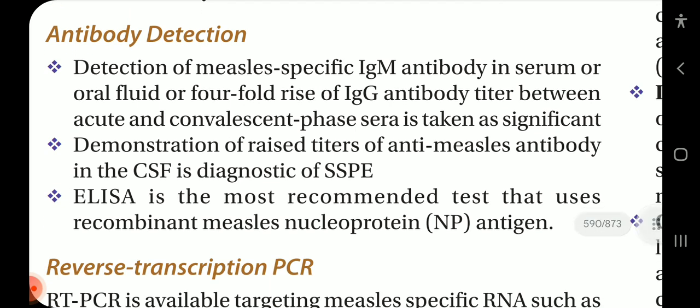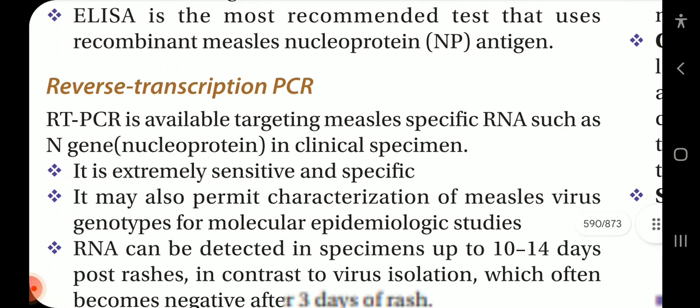Antibody detection. The detection of the measles specific IgM antibody in serum or oral fluid, or a fourfold rise of IgG antibody titer between acute and convalescent phase sera, is taken as significant. Demonstration of raised titers of anti-measles antibody in the CSF is diagnostic of SSPE. ELISA is the most recommended test that uses recombinant measles nucleoprotein (NP) antigen.